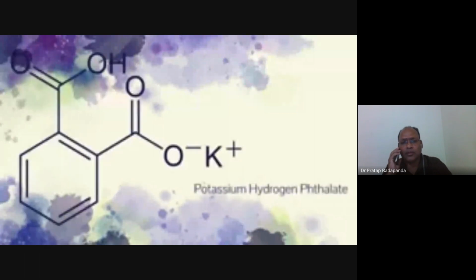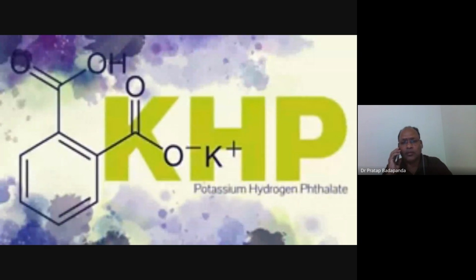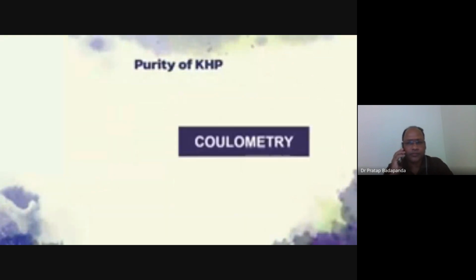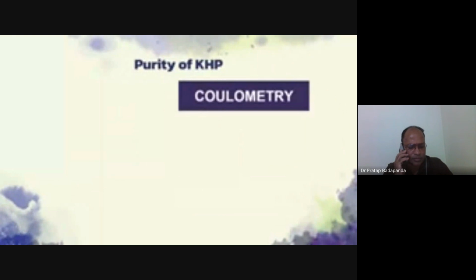One of the most important primary standards in analytical chemistry is potassium hydrogen phthalate, or KHP. KHP is widely used both as an acidimetric standard for acid and base titration analysis, and as a pH standard. The purity of KHP has been determined by precision coulometric titration for about 50 years already.